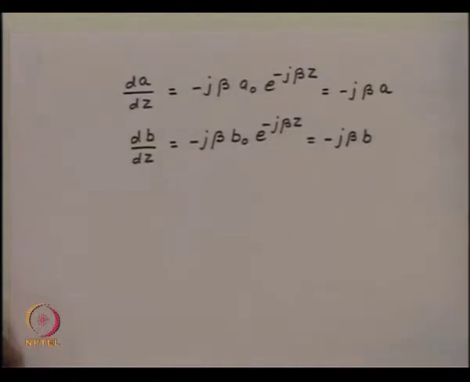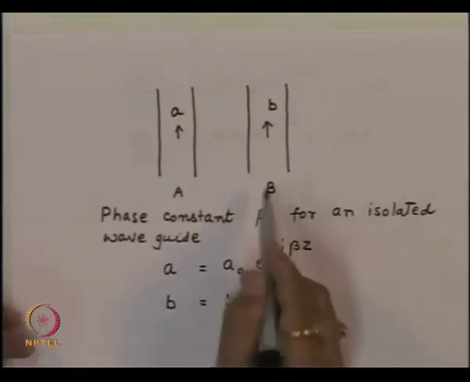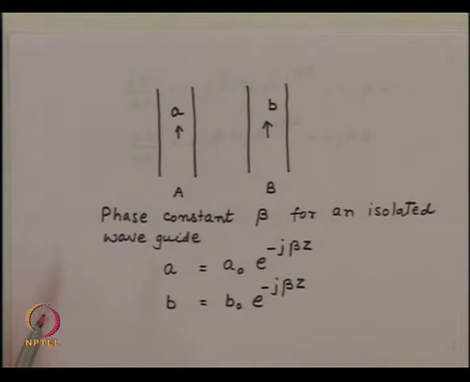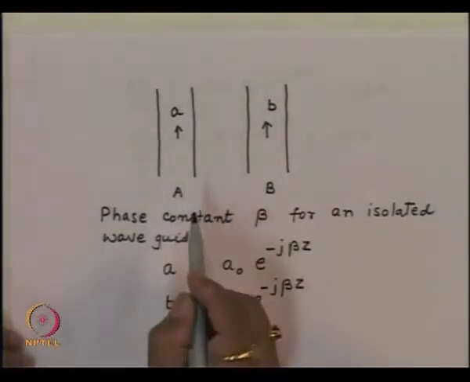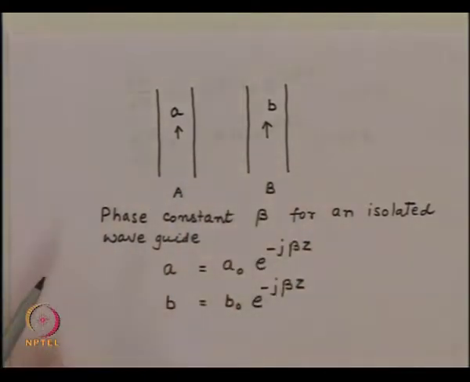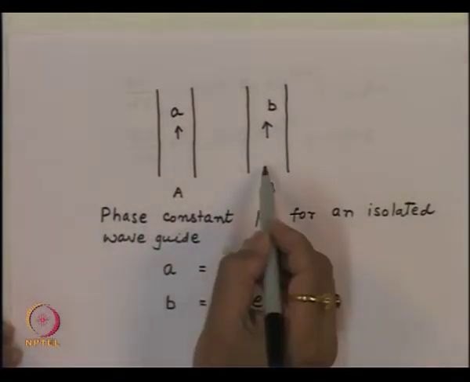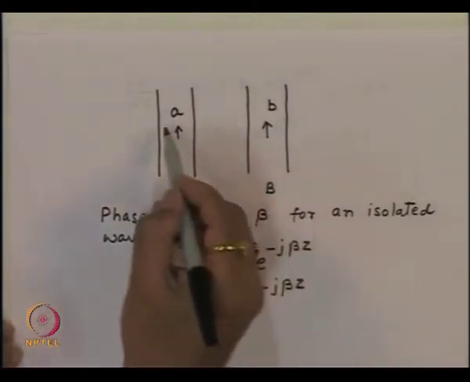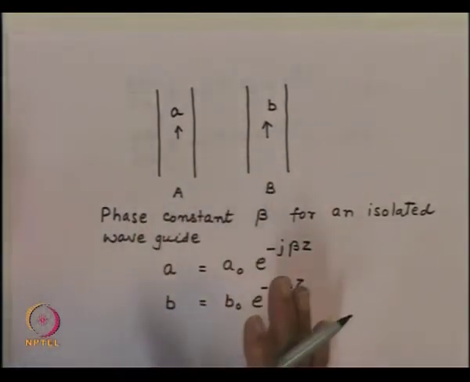But when they start interacting with each other, that means when they come in the vicinity of each other, then there is going to be some coupling of the field which will take place from this waveguide to this waveguide. And since we are having a perfectly symmetric structure, if we have some fields here, they will get coupled to this waveguide by the same phenomena.